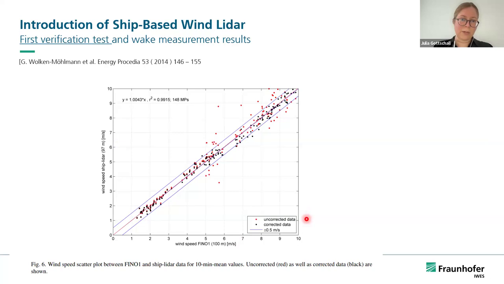Again, this time in red you have the uncorrected data, and in black you have the corrected data. You also see a plus minus 0.5 meter per second threshold and the linear regression of this. What you basically see here is that we have a pretty good correlation. If you compare this to the floating LiDAR correlation we've seen before, it's in the same range. We have an R squared of 0.99 for this kind of distance. So remember, in the worst case we are 3 kilometers away. We consider this as a verified accuracy for the measurements.